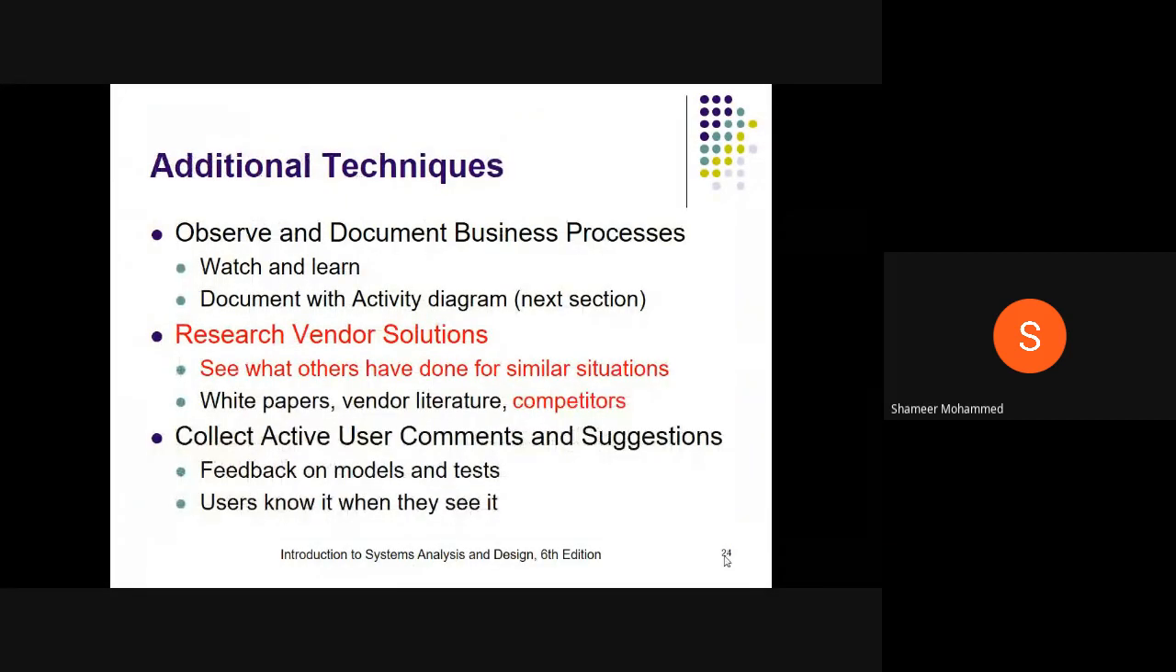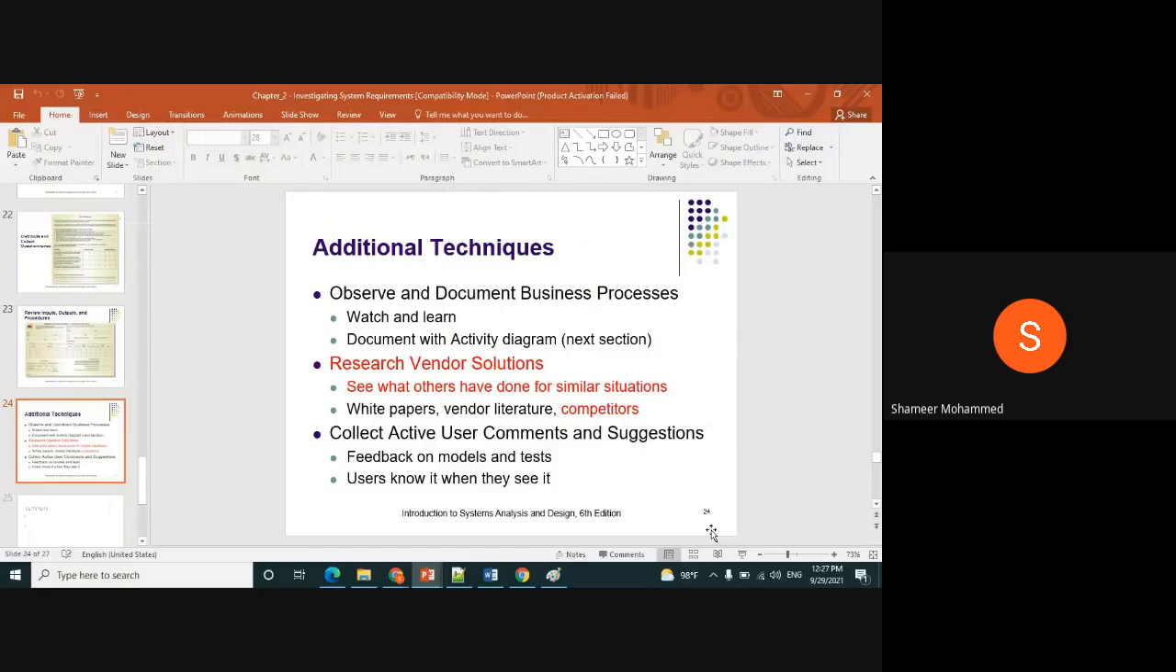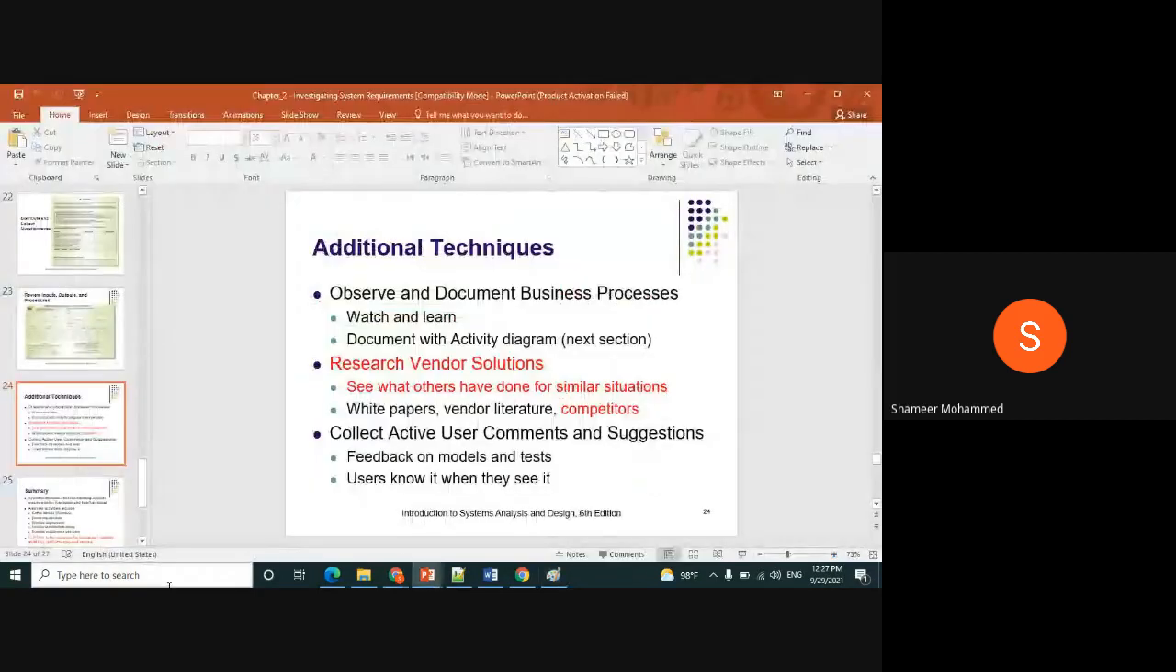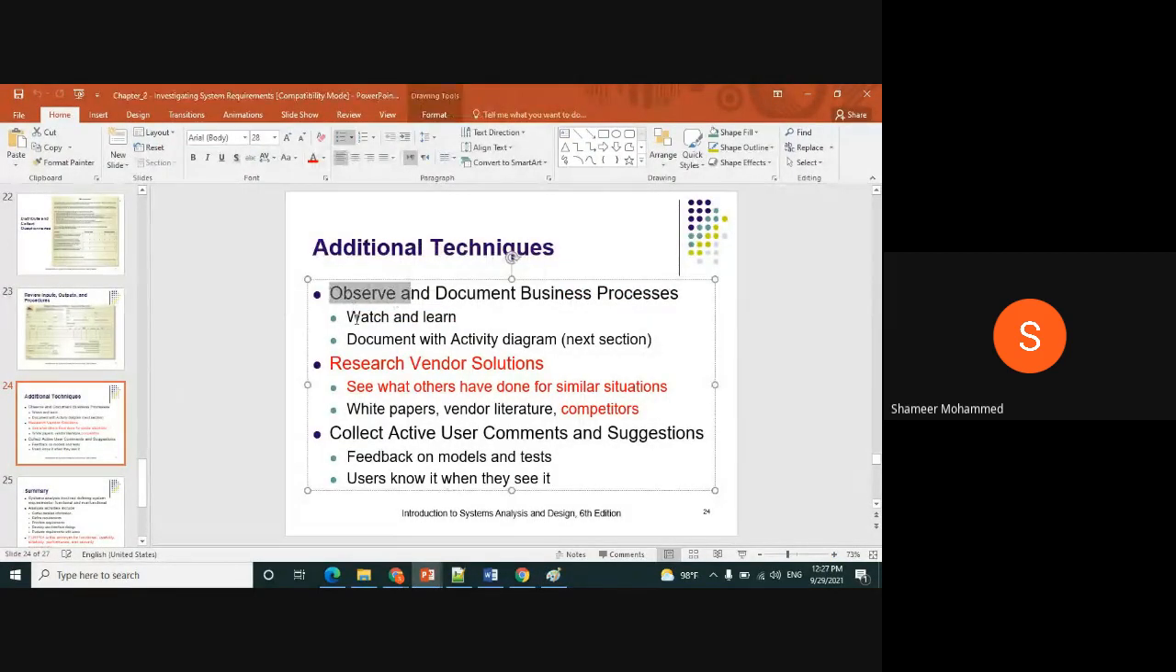Now additional techniques, see here. Observe and document the business processes. You have to watch the system and learn, then you document the activity diagram. Draw the activity diagram in the next step. First, watch the system, how the customer is placing the order on this website, what data they are providing, and how you can store the customer's order. Such processes you need to observe, watch and learn. Then later you draw the diagram.